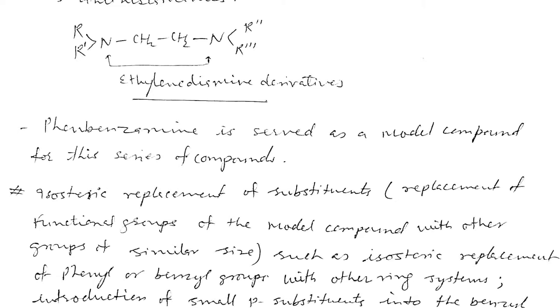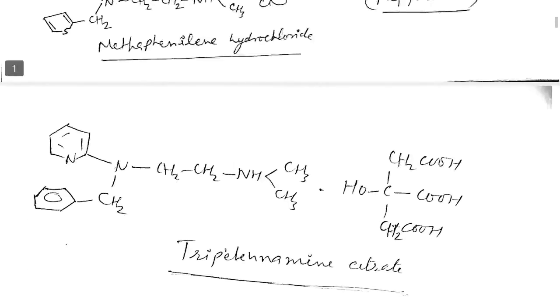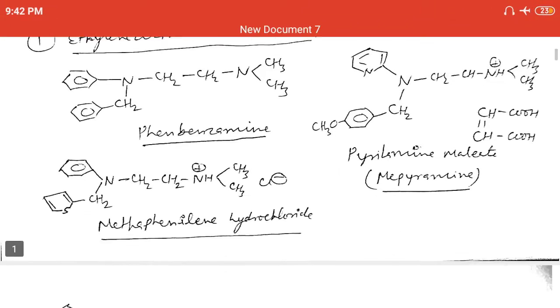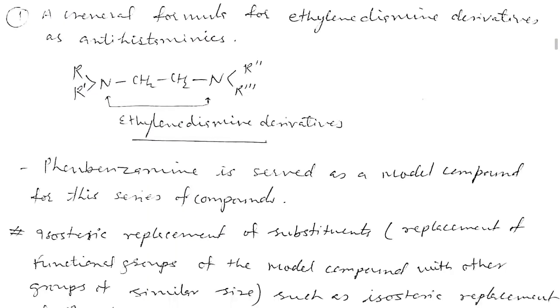Look here, we have discussed the chemistry of phenbenzamine, and this phenbenzamine is a model compound, a prototype compound for the series of compounds. What are the specific things in phenbenzamine? There are dimethyl groups on a nitrogen, one is the phenyl group, and one is the benzyl group. So phenbenzamine is the prototype drug, or model compound, for the series.